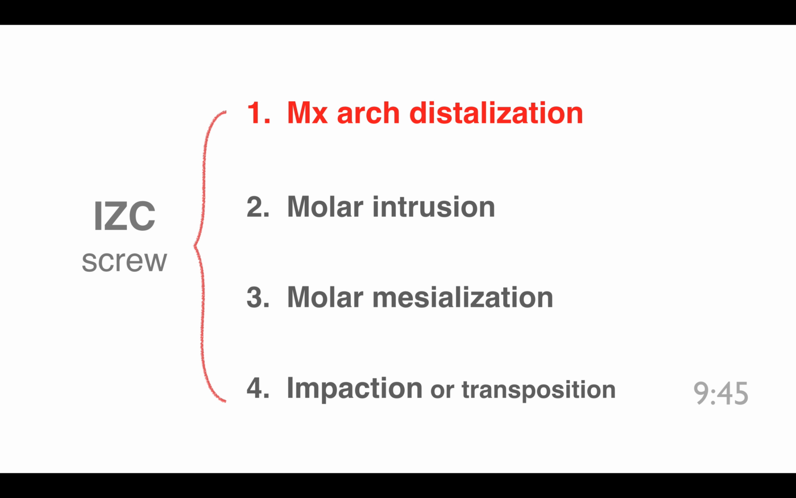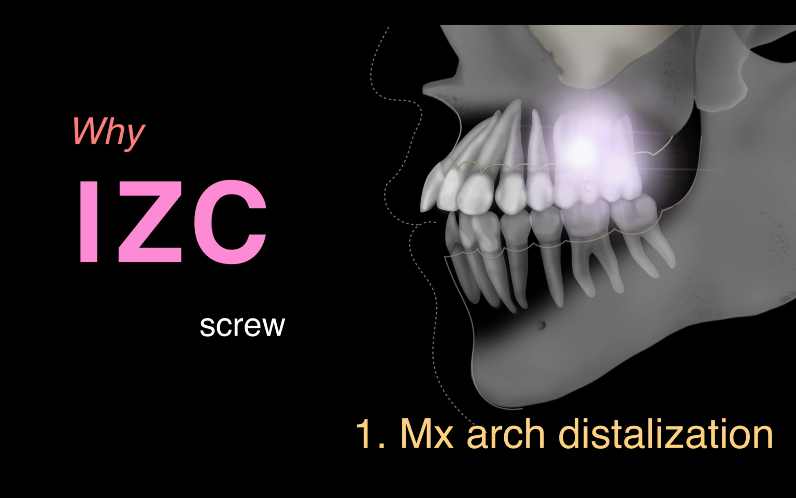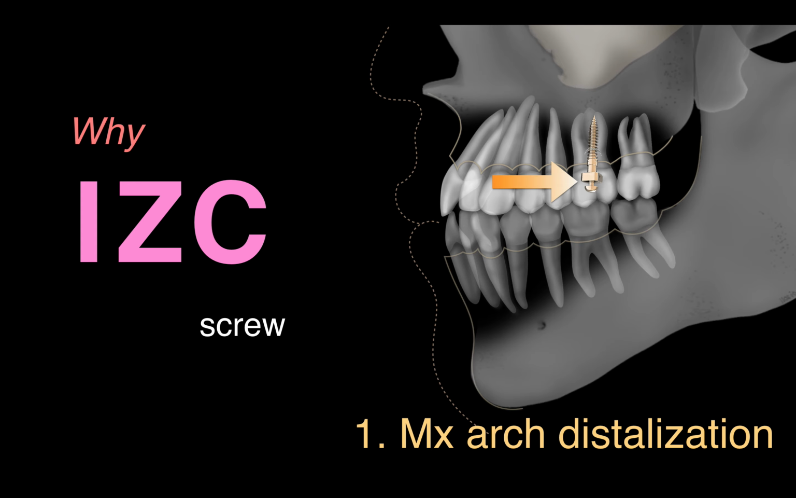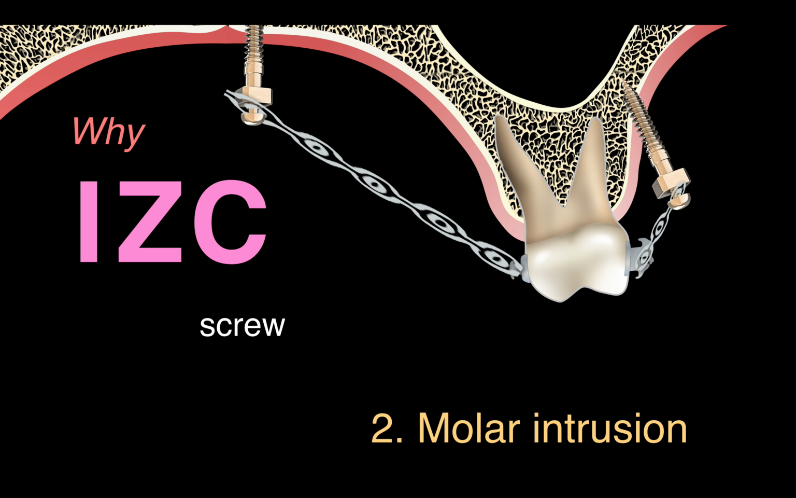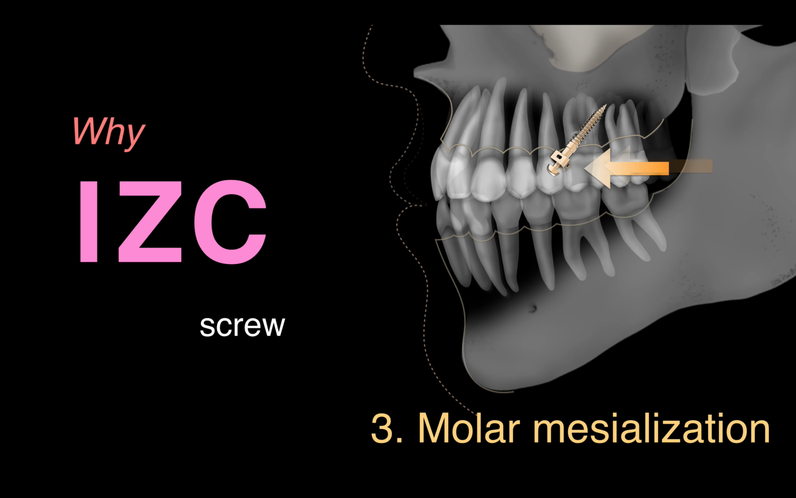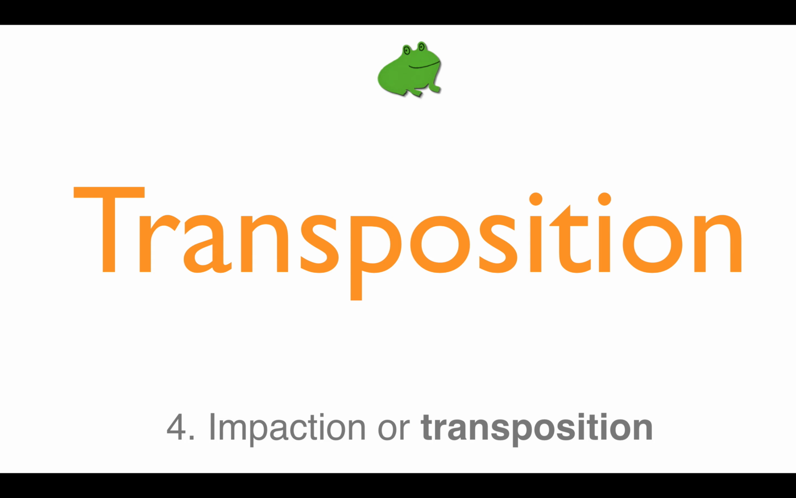So with IZC screw, we have 4 major applications. Number 1 is whole arch distalization, and that is the one we are going to do our study on. Number 2, you can also use IZC screw to intrude the molar. And number 3, you can also put the screw leaning forward and move the buccal segment forward to mesialize the molar. Number 4, you can use screw with 3D lever arm to solve the impaction. And also, you can use the IZC screw and T-loop to solve transposition.